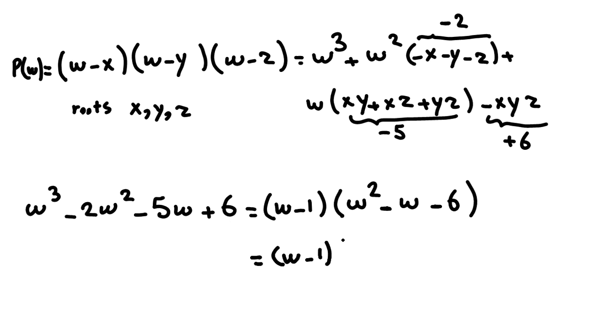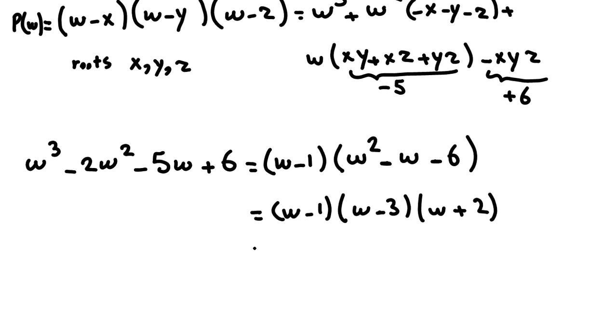Now it is w minus 1 times something. I want to factorize this. Can you say the product is negative 6 and the sum is negative 1? So negative 3 plus 2. Now it's okay. So the roots are what? w equal 1, 3, negative 2.